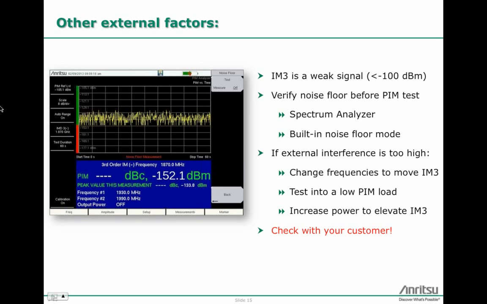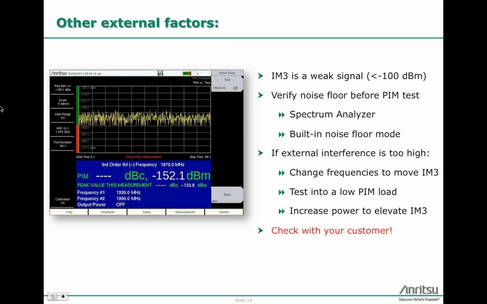So how do you deal with that? Well, a couple of options. You can either attach a spectrum analyzer to the system and monitor it and see if there's external interference at the IM3 frequency you're trying to measure. Or most PIM test equipment manufacturers have a mode in their system that is either a spectrum monitoring mode or a noise floor mode that allows you to look at the spectrum you're trying to measure and make sure that there are no external interferers coming in at that frequency.